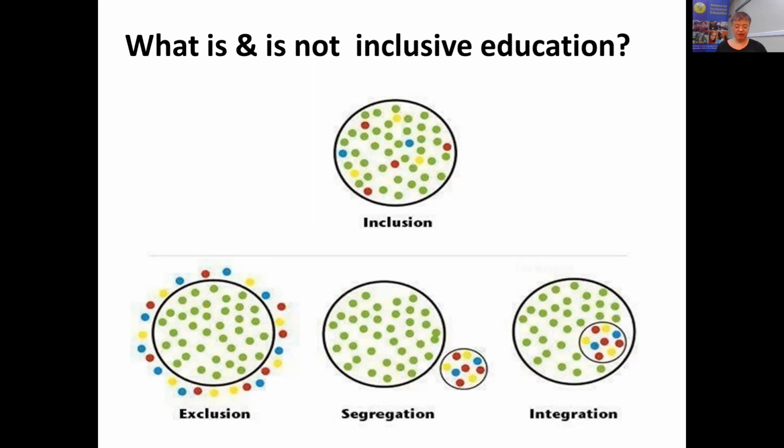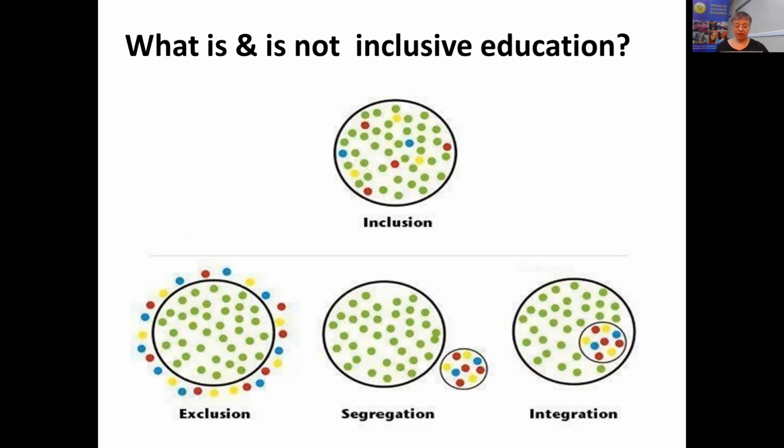Segregation happens in different ways in our education system. The most obvious form of segregation is the placement of disabled pupils and students in special schools and specialist colleges. Segregation can also take place in mainstream education, such as disabled pupils and students being taught together on segregated courses in separate classrooms and facilities.